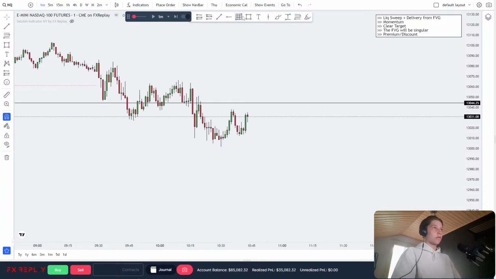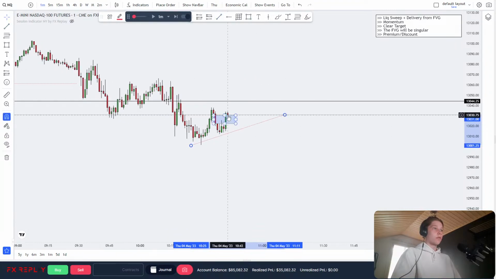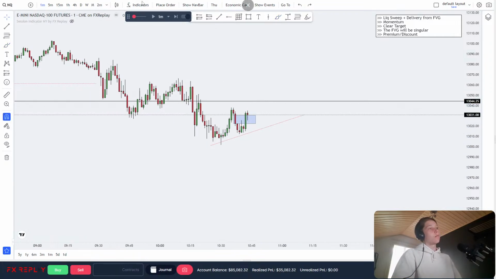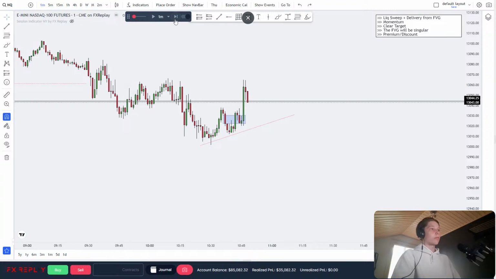Okay, this gets flipped. I don't like the LR. If this was like a breaker, if this was like becoming a breaker like that, yeah, but it didn't sweep the lows. I don't buy it.